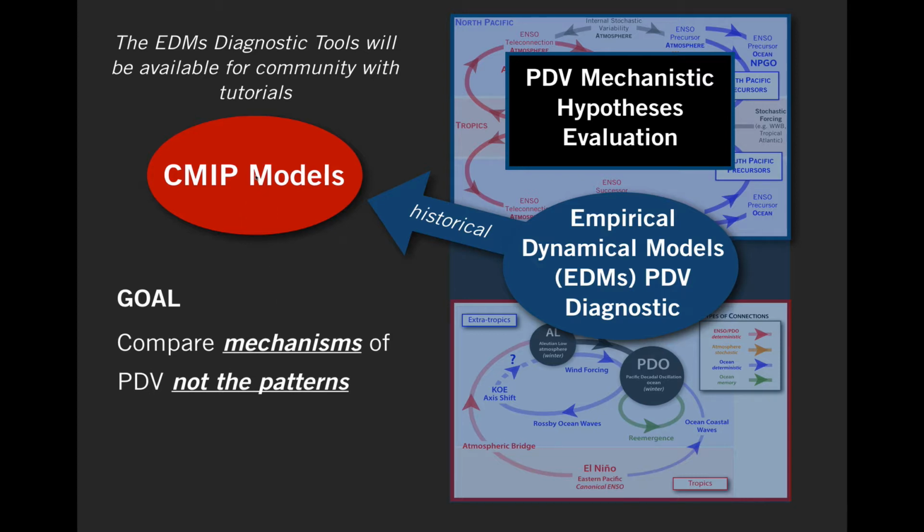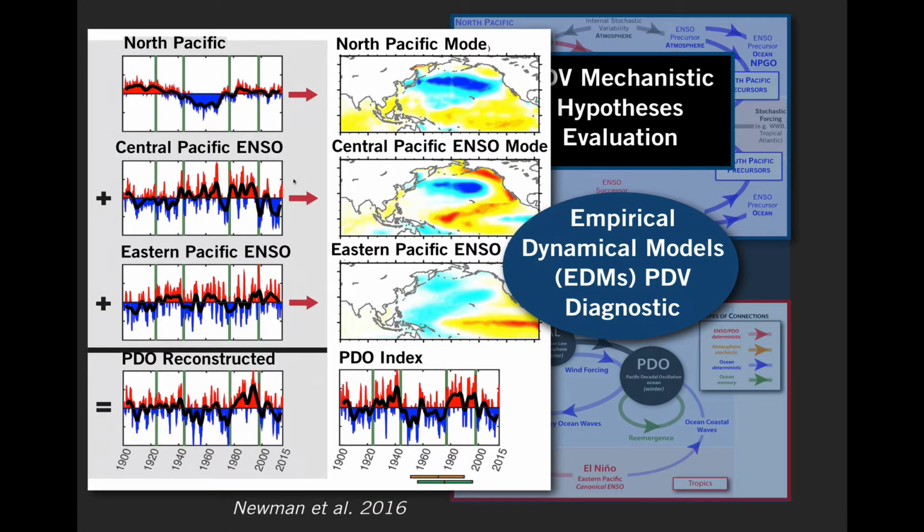Now this toolbox will actually be made available for the community along with some tutorials so that other groups can decide to use it if they choose so. As an example of using an EDM, in this case a linear inverse model from Matt Newman's paper in 2016, where he decomposed the Pacific decadal oscillation into different types of modes. These are the ones that come from the tropics, like Central Pacific and Eastern Pacific El Nino, and then more North Pacific modes. And so this is just one first example and one first step of really decomposing the decadal variance into different modes and then understanding in more depth the dynamics of these modes.